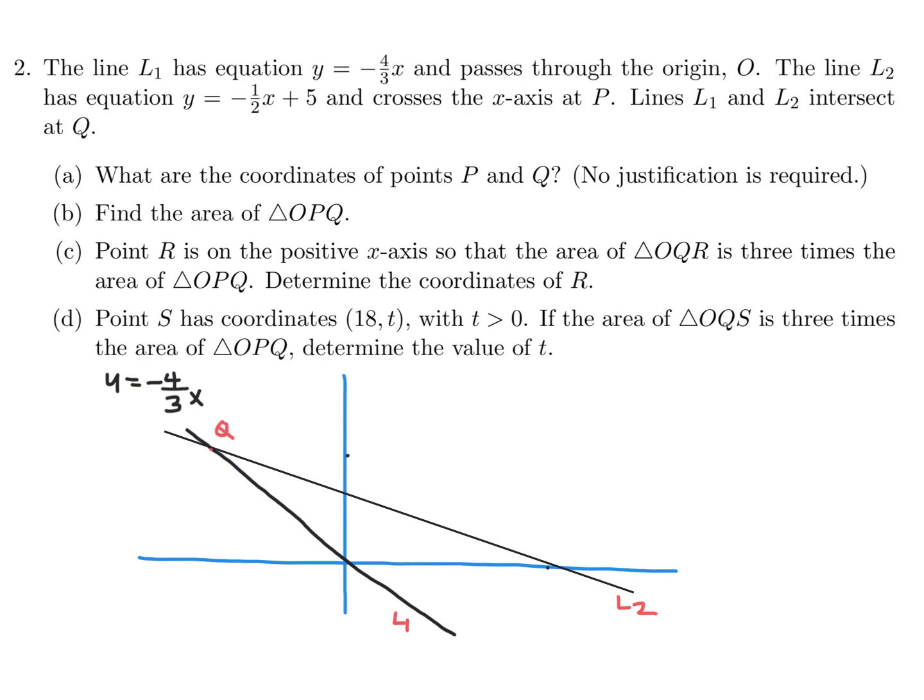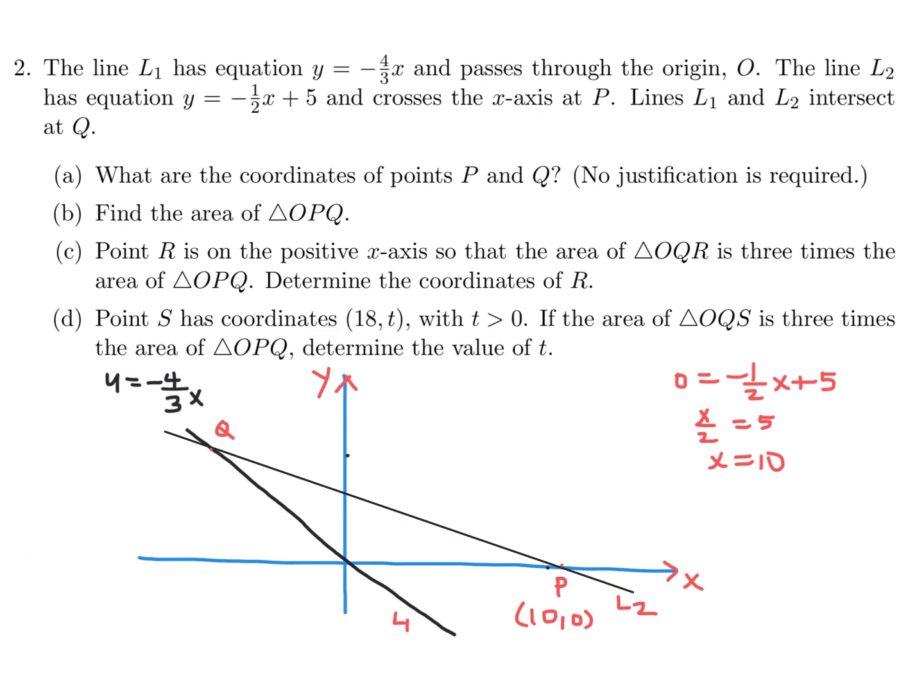Okay, so what is the first thing? What are points P and Q? What's P again? L2 crosses the x-axis at P. Okay, so this is P. All right, so that shouldn't be so bad. To get P, that's just the x-coordinate, so set y equal to 0. That's going to be 0 is equal to minus a half x plus 5, and therefore x over 2 is 5, and therefore x is 10. So P has coordinates 10, 0.